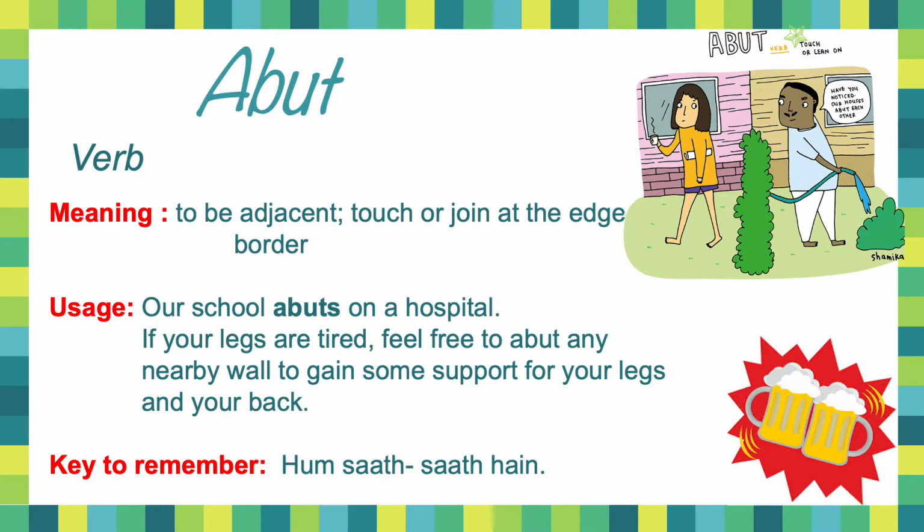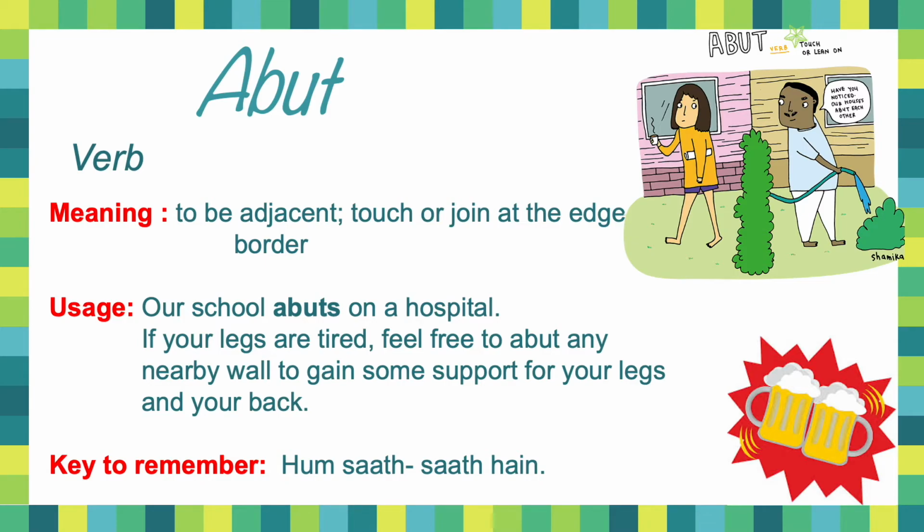Okay, so here we have the usage. Our school abuts on a hospital, means they are just adjacent. Or if your legs are tired, feel free to abut any nearby wall to gain some support for your legs and your back. Agar aapko aapki legs thak gayi hain khade rehne ki wajah se, to you can abut any nearby wall. Aap uske saath adjacent khade ho sakte hain wall ke, so that your legs get support.